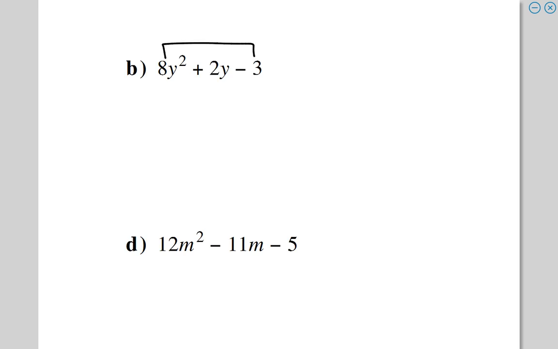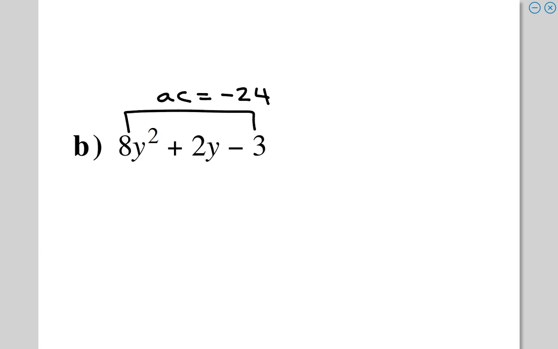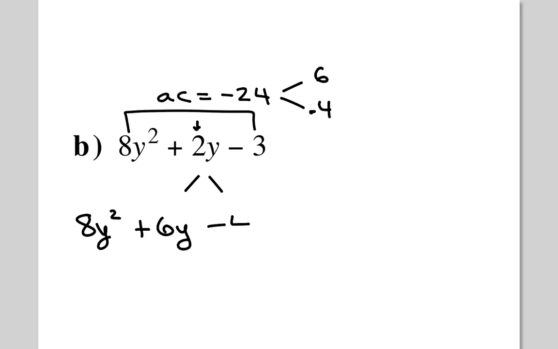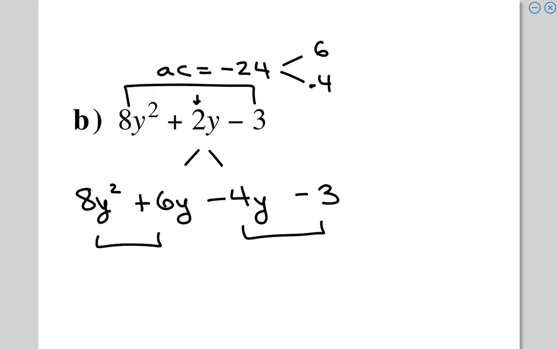So AC value is negative 24. What factors of 24 are going to have a separation of 2? 6 and 4. Which one's negative? Negative 4. Okay, so let's break this middle guy down. Plus a 6y minus a 4y minus a 3. Put it into factor groups, and you're going to grab GCF.